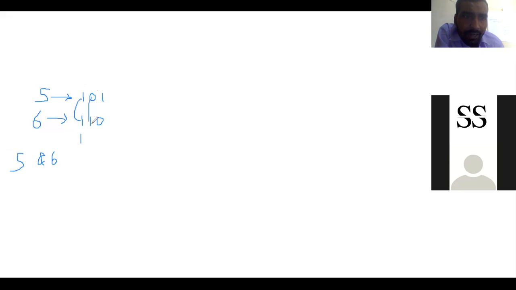Now 0 and 1. I told you if any of the digits is 0, then the result will be 0. So 0 and 1 came 0. Now the next one, 1 and 0. This also comes 0, because if any one of the digits is 0, then the result is 0. So 1 and 0 also came 0. So what result did you get? 1, 0, 0. We got the result as 1, 0, 0.